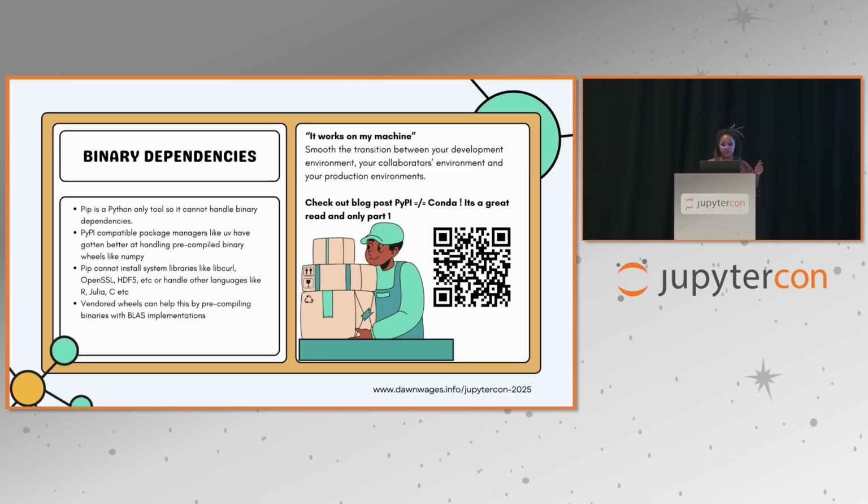And then finally on this one, binary dependencies. Pip is a Python-only tool, so it cannot handle binary dependencies, as I referenced in the previous slide. PyPI-compatible package managers like UV have gotten better at handling pre-compiled binary wheels like NumPy. UV is an awesome tool. It's incredibly fast, and for Python-specific executions, it's what I reach for first too.